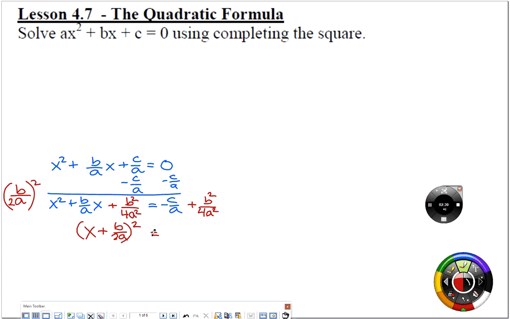And then over here, I'm going to try and combine those fractions into one fraction, which means they would need a common denominator. Right now, they both have one factor of a in common, but this one would need another factor of a and a factor of 4 in order to combine them together. So when I do that, they'll both have a denominator of 4a squared. And then this numerator will be a negative 4ac and plus b squared.